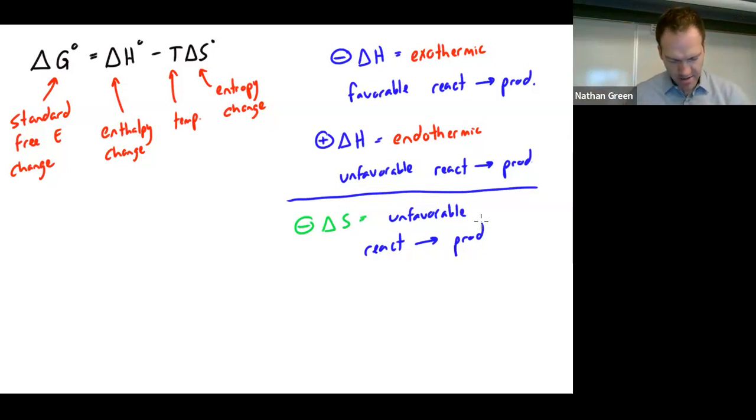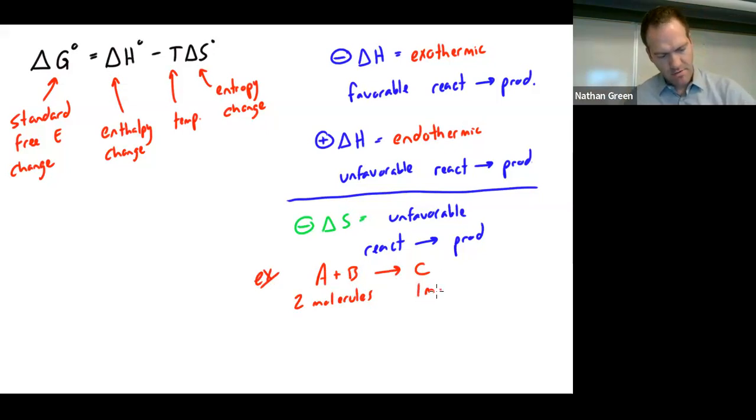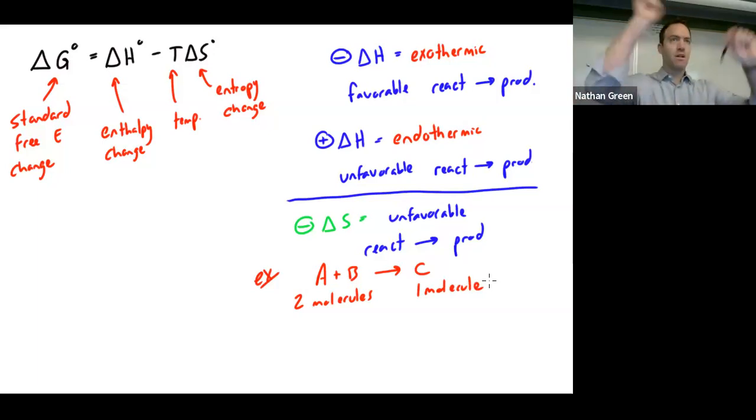So if I had A plus B, this is an example, A plus B turns into C, that system is reducing the entropy because I have two molecules over here turning into one molecule over here. And so I'm inherently constraining that system because I had two molecules that could run around like crazy. And I said, no, you can't run around like crazy anymore. Now you're linked in a product.